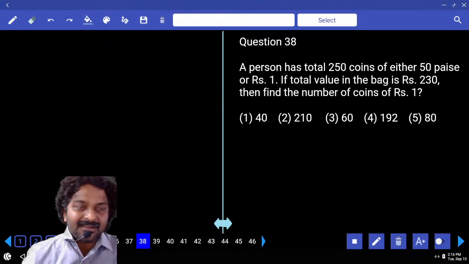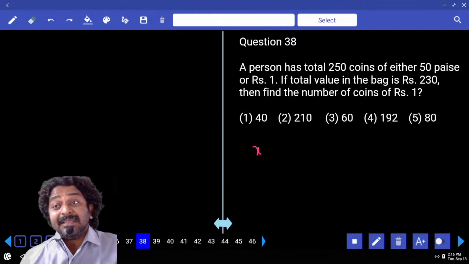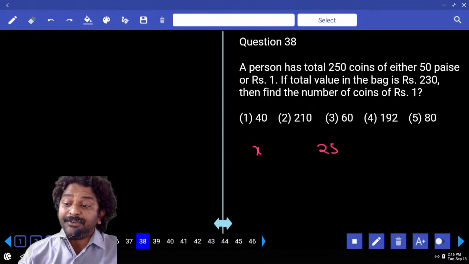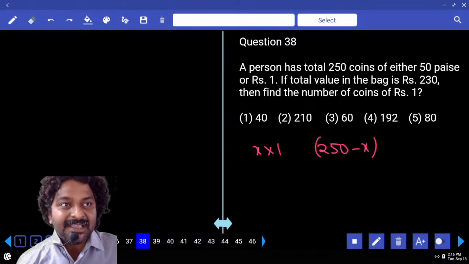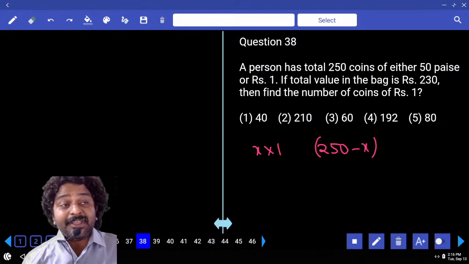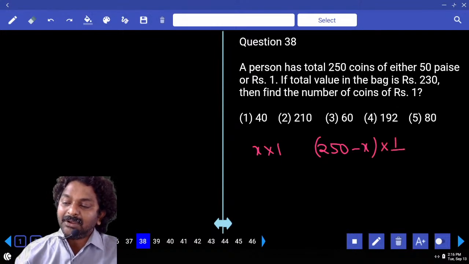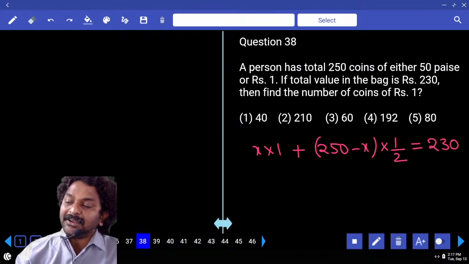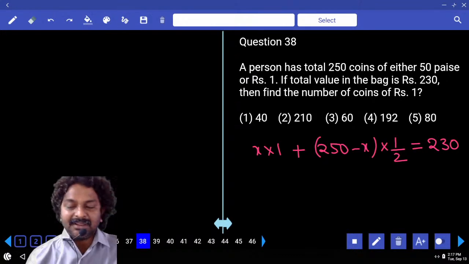1 rupee coins, right? Let us assume X coins are there. Then how many are remaining? 250 minus X, correct? X 1 rupee coins are there. Amount that gives you is X into 1. 250 minus X 50 paisa coins are there. Amount is equal to (250 minus X) into 1/2. Sum of both the amounts must be equal to 230 rupees. Solve it, you'll get X value. That is one way.